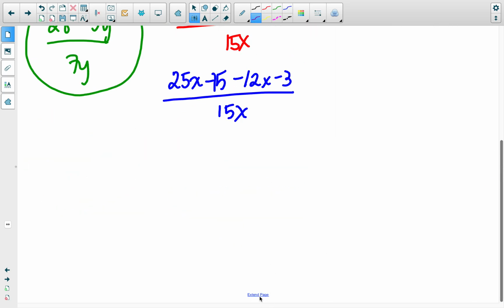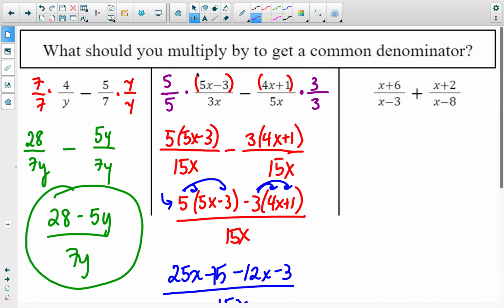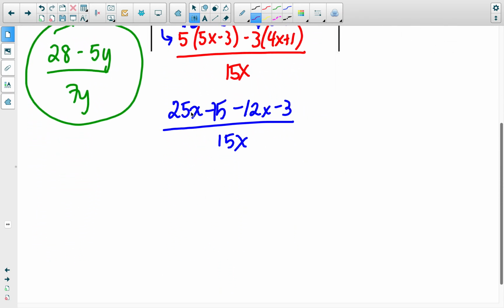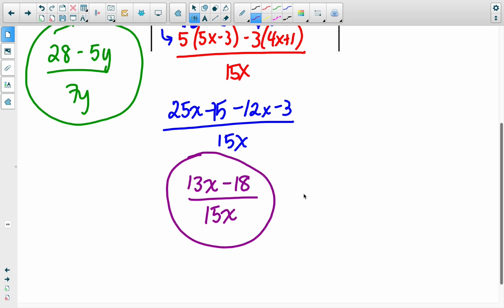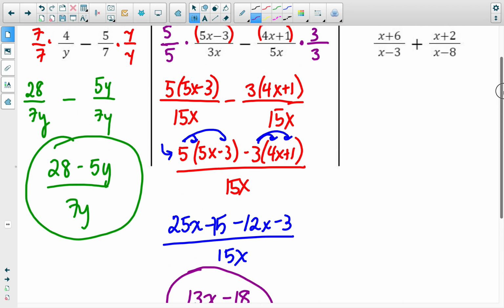I recognize you may not have room for this. You don't need to necessarily write this down, but right now we're thinking about what we need to multiply by to get there, and I'm just working this out so that you can see it. Combine your like terms on top to get 13x minus 18 all over 15x. 13 is prime, so it cannot be broken down further. Because 13 is prime, 13 and 18 do not have a greatest common factor other than 1, so we are done.